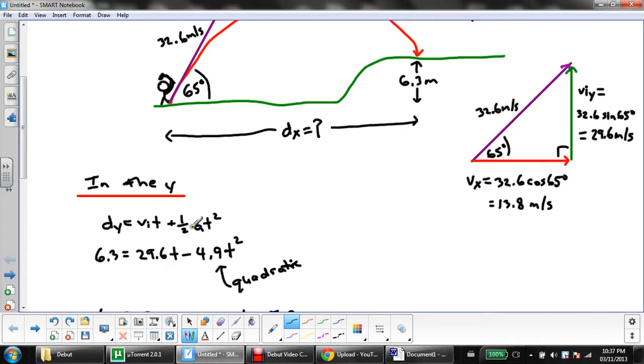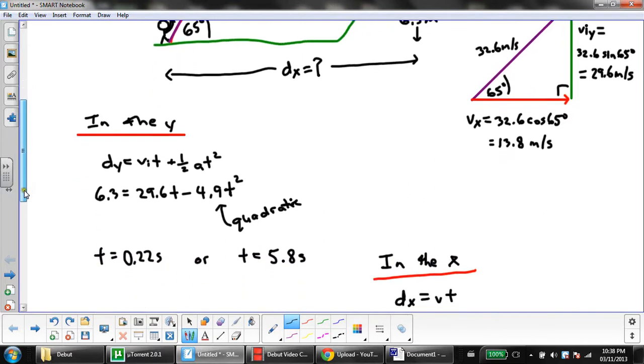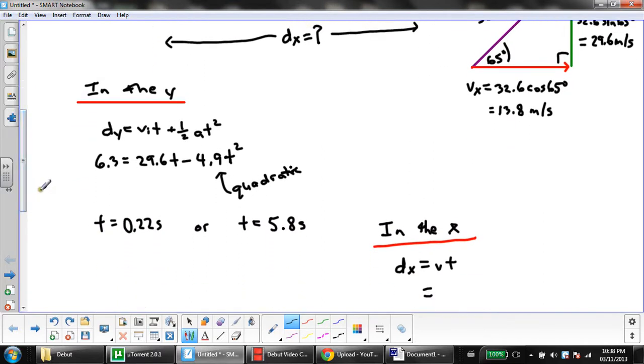Its initial velocity is 29.6, found over here, times t minus 1/2 times 9.8 t squared. When you look at this, I've got a number, a t term, and a t squared term. That's a quadratic. And in an ugly situation like this, the numbers are definitely not nice. I can't just factor that easily. I can use the quadratic equation, negative b plus or minus the square root b squared minus 4ac all over 2a. And I guess I'll just write that over here.